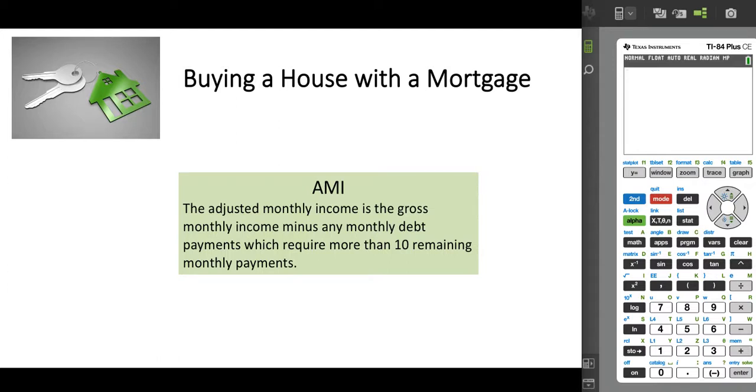So first of all, this concept of AMI. AMI stands for Adjusted Monthly Income. And how that is calculated is it takes a buyer's gross monthly income and subtracts any monthly debts. And what we mean by monthly debts is if you have more than 10 payments remaining on a car loan, on a student loan, on another mortgage, those are counted against your monthly income. So it takes your monthly income and subtracts all of your debts.